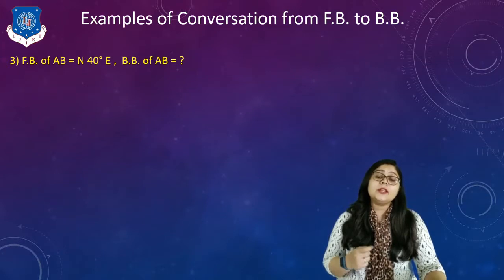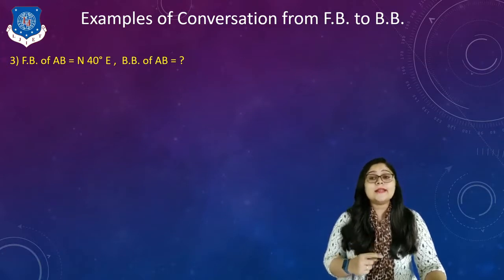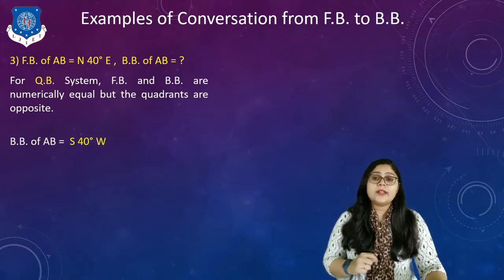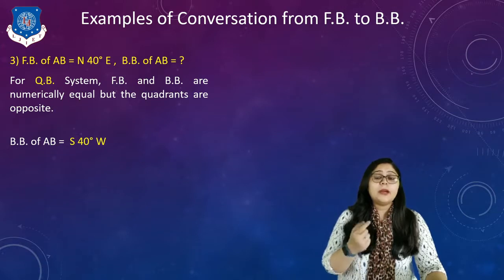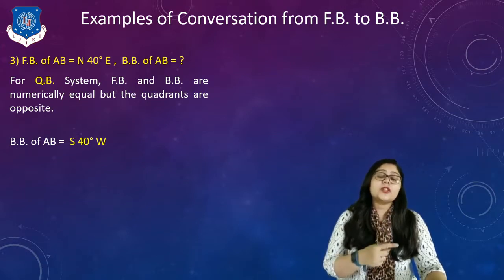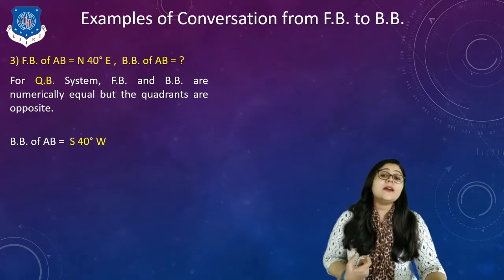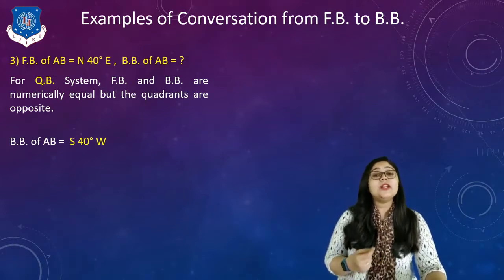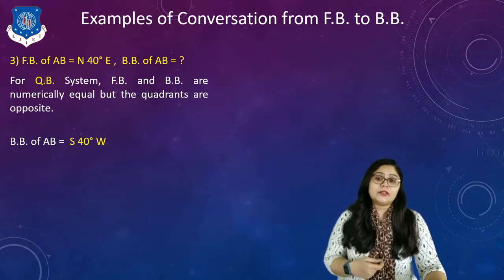It means now it is in quadrantal system. And as I said, in quadrantal system, the value is same, but the quadrants are opposite. It means value 40 is same, but when I say northeast, it means the first quadrant, the opposite is the third, it means southwest. So back bearing of line AB can be written as south 40 degree west, right?